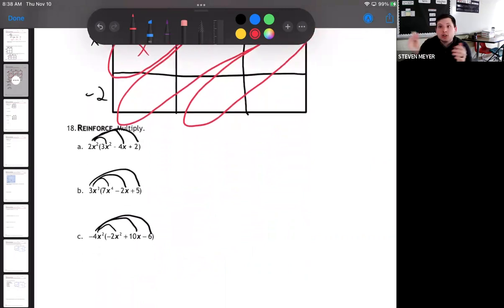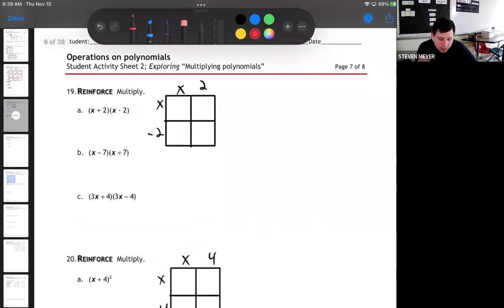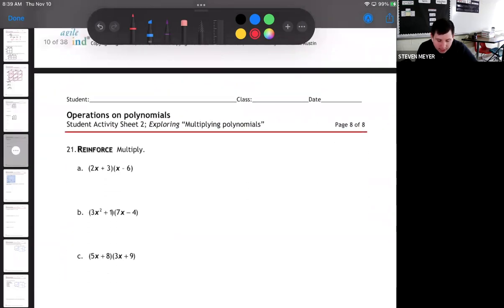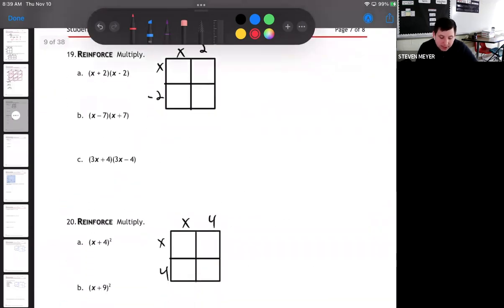Okay, for 18, you're just doing 1 term times 3 terms, a monomial times a trinomial. So we can just do distribution. And then for questions 19, 20, and 21, you can solve these with box methods. Here are 2 examples. And remember that for 20, when I have x plus 4 to the power of 2, that means x plus 4 times itself, x plus 4. So that's why when I set it up, x plus 4 is on the top and x plus 4 is on the side. As you're working on these, you can use polypad for the algebra tiles or do distributive property if you prefer that. But for these, I had set them up using the box method.